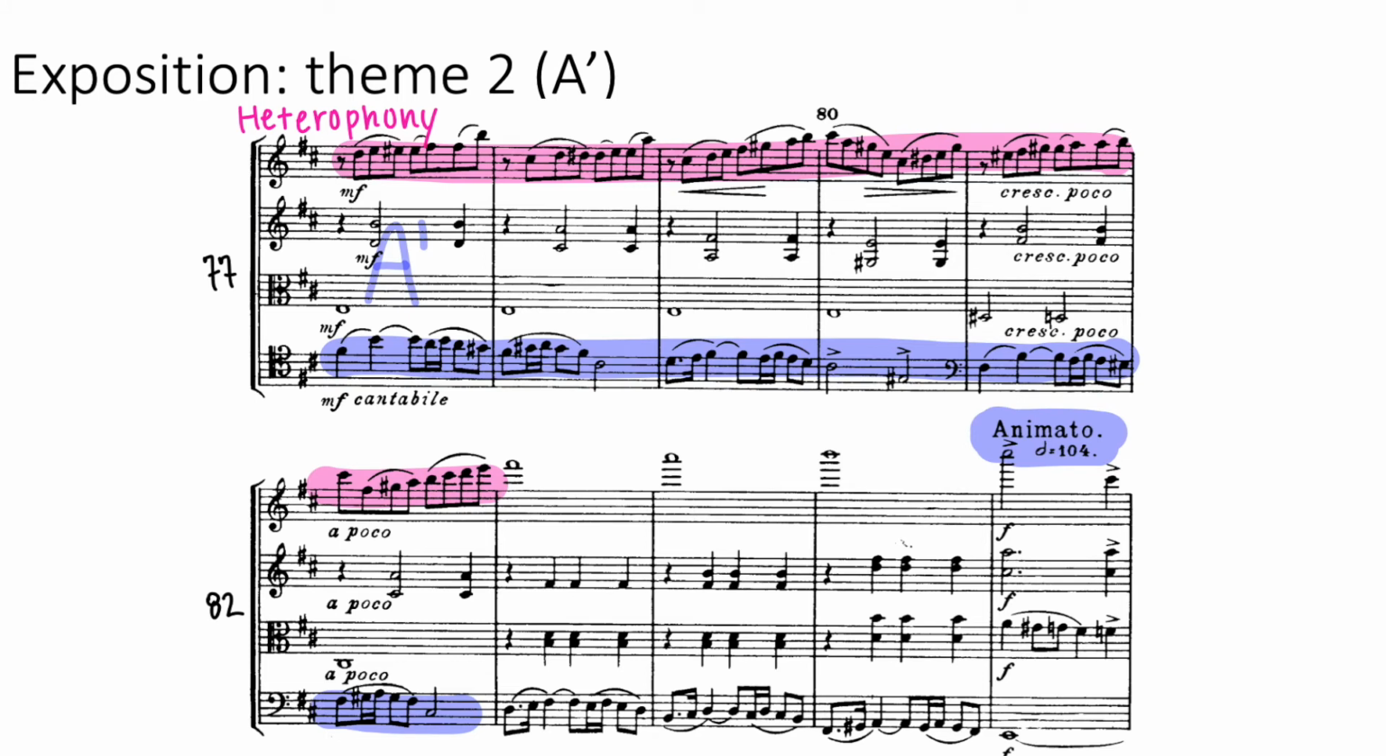For A prime, the cello brings back the same material as part A in D major, but plays it an octave lower than what the first violin played previously. It's also further expanded than A, making it A prime. One more thing to point out here is that at measures 77 to 82, Borodin utilizes one of the musical strategies I mentioned in the beginning, heterophony, which is employed between the first violin and the cello with their distinct melodic lines.